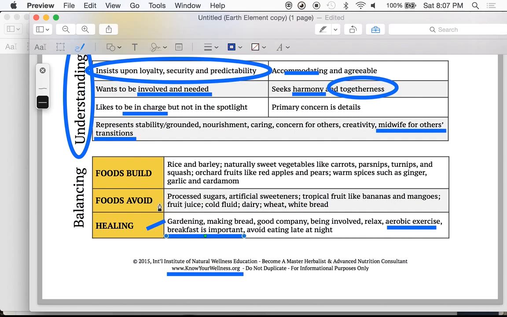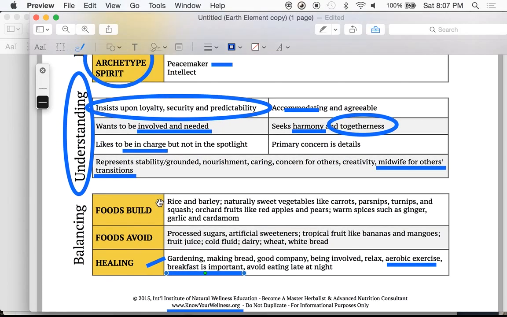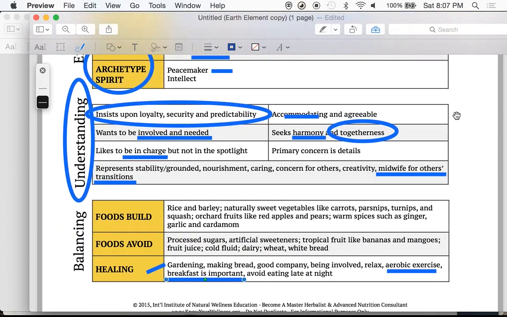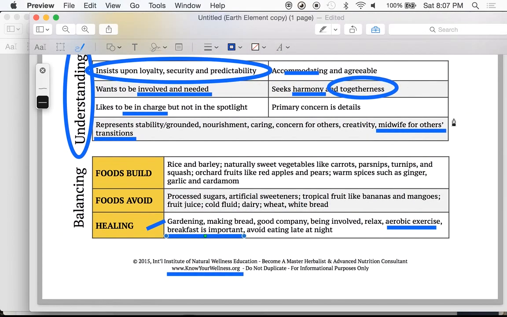Now, foods to avoid: processed sugars. I don't need to explain why. It deals with the sugar handling that takes place with pancreatic function. Tropical fruits like bananas and mangoes, fruit juice. Now, fruit juice is something that we often talk about when we're talking about blood sugar handling, because you've got to understand fruit juice is very concentrated. We weren't meant to drink a huge amount of fruit juice. We were meant to eat an orange or an apple, and that's why we want to be careful with fruit juices.